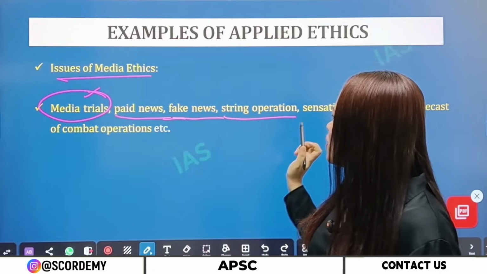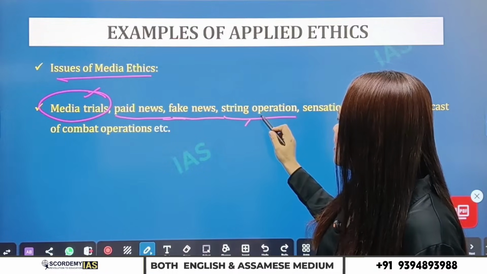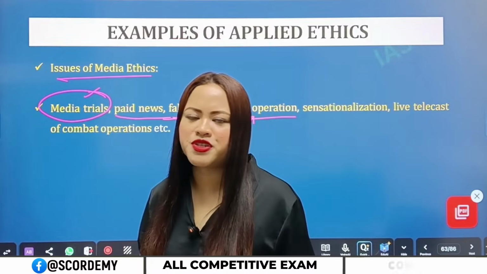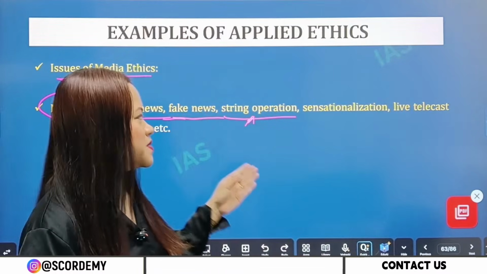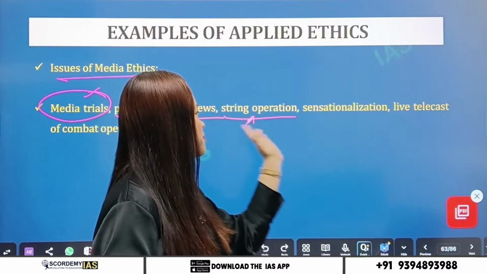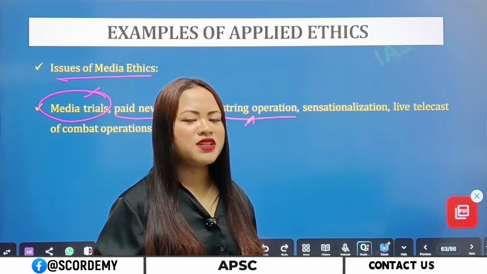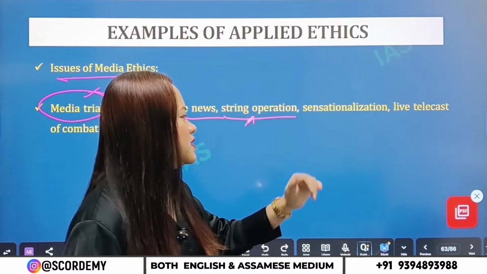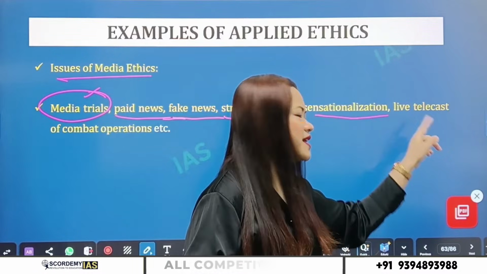Then we have sting operations. Usually it is done to expose corruption or things like that, but sometimes it violates the right to privacy, and sometimes people are seen to be even trapped, framed and trapped in the name of sting operation. Then we have sensationalization.